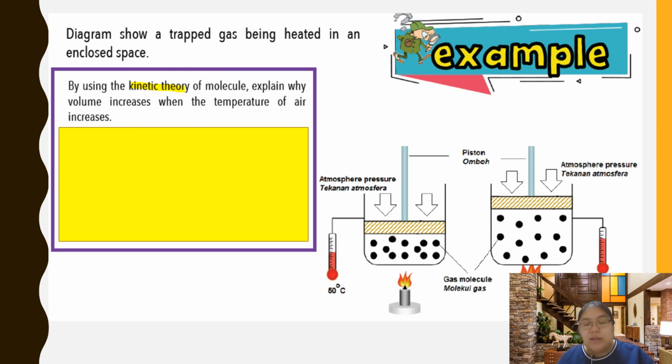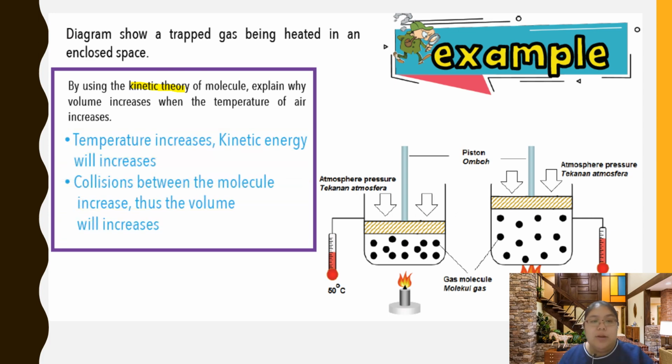When they expand the volume up to a certain level, the pressure becomes constant, so they will stop. So this is the kinetic theory of molecules. From here, the temperature increases, kinetic energy increases, collisions between the molecules increase, thus the volume increases.